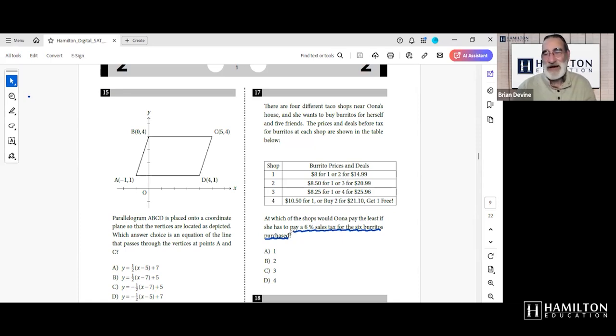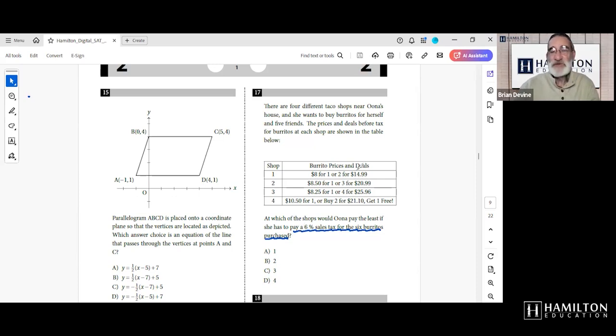So I don't really have to calculate what the tax is, because I just have to find out what the least cost would be for the burritos. Applying 1.06 is just going to adjust that, but the hierarchy, lowest to highest, is still going to stay the same.